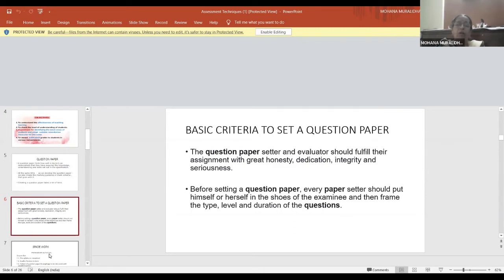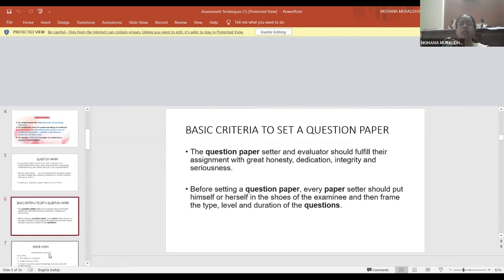இதெல்லாம் எப்படி பண்ணணும்ன்றத we will see it as and when it comes. So before setting a paper, every paper setter should put himself or herself in the shoes of the examinee and then frame the type, level and duration of the questions. So you should put yourself in the place of the child. நம்மளுக்கு இந்த மாதிரி ஒரு பேப்பர் வந்தா நம்ம எப்படி அப்ரோச் பண்ணுவோம்? So put yourself in the shoes of the examinee, the children, and then frame the type, level and duration of the questions.